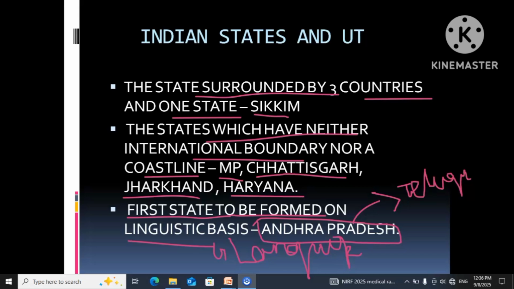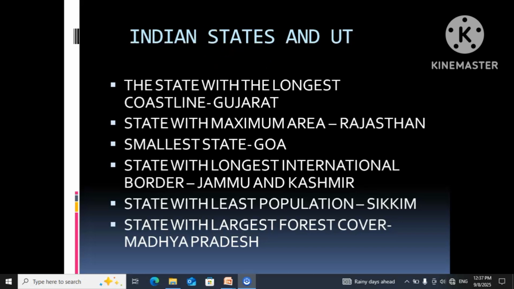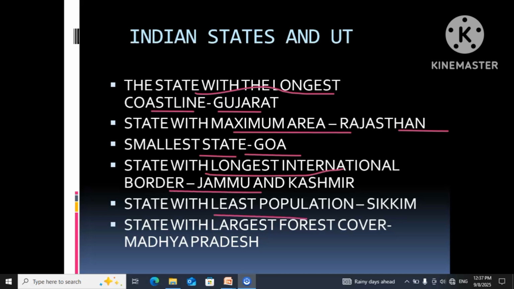Now we move over. The state with the longest coastline is Gujarat. The state with the maximum area is Rajasthan, you already know. The smallest state of India is Goa. The state with the longest international border is Jammu and Kashmir. The state with the least population is Sikkim. The state with the largest forest cover area of India is Madhya Pradesh.